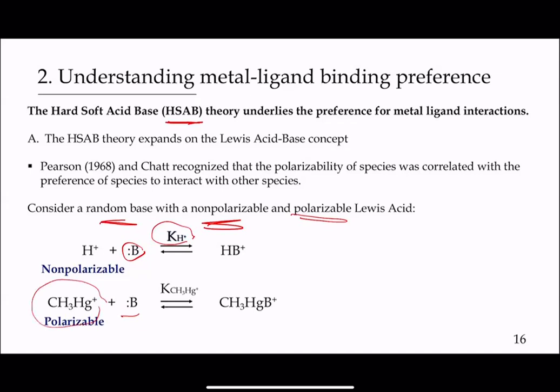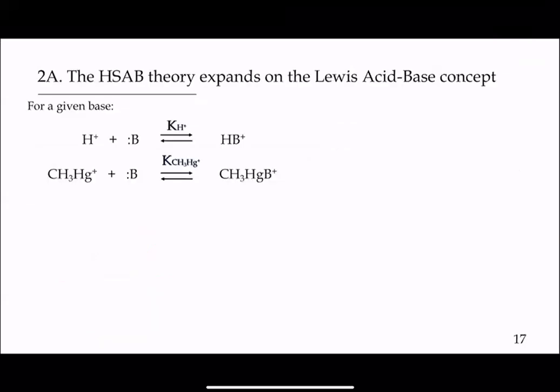And so our comparison is going to be the affinity of that random base to the non-polarizable proton and to the polarizable methyl mercury. They set up these affinity scales, and so they basically start to define preference based on which one has a stronger affinity for the proton or which one has a stronger affinity for the methyl mercury.